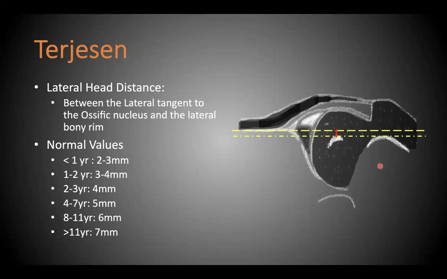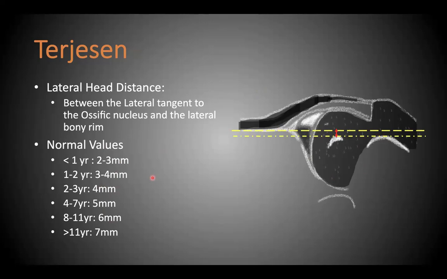Then the second measurement that Terjesen had described was the lateral head distance, which was the distance between the lateral tangent to the ossific nucleus and the lateral bony rim. So he has described a set of values for differing ages. Although, as I have described in the Graf method, you can't really rely on the ossific nucleus to make a diagnosis of hip dysplasia.